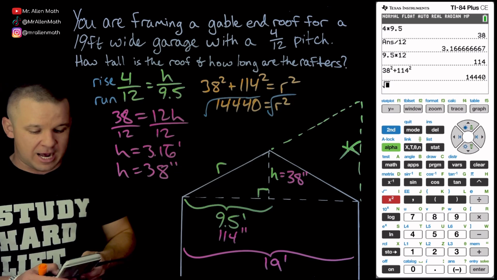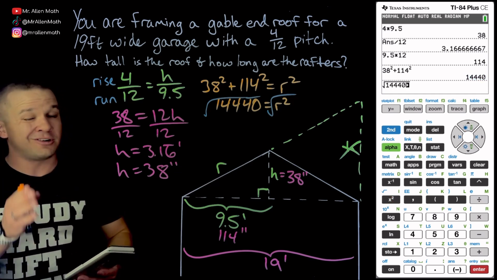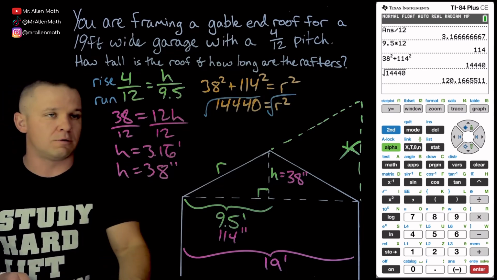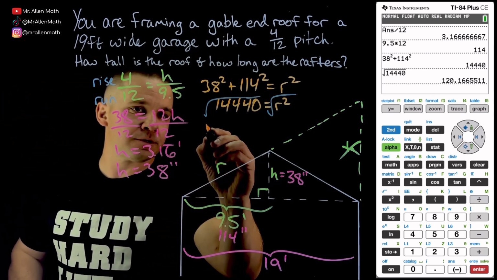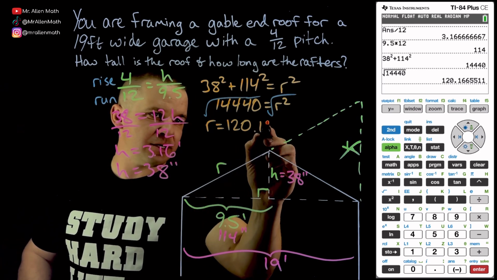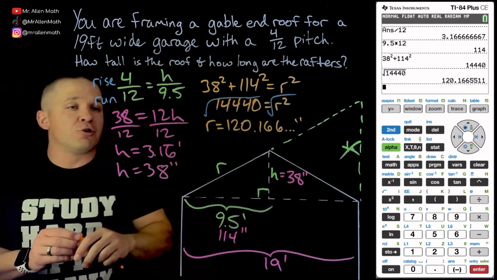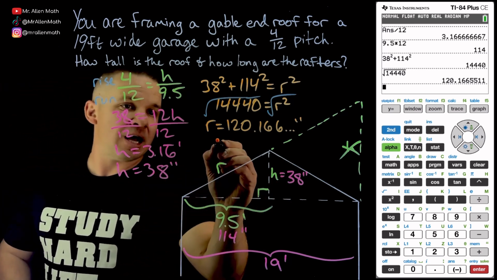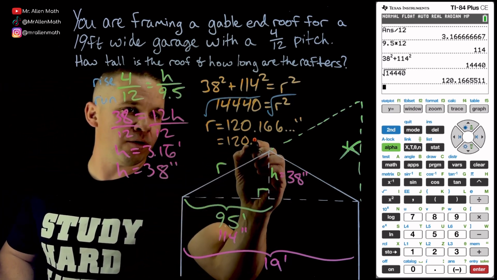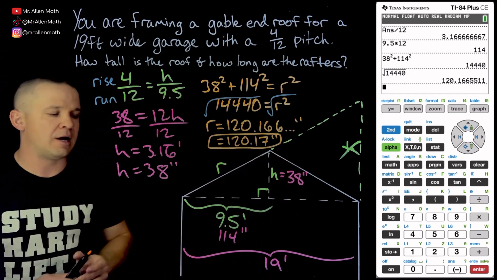So we're going to square root that, and you could also type that all in the square root at once. Notice I just arrowed up and hit enter. It copies it into the square root, which is kind of cool. And I get r equals 120.166 and change inches. So if it were just a math answer, I would have 120.17 inches. That'd be to the nearest hundredth, okay?